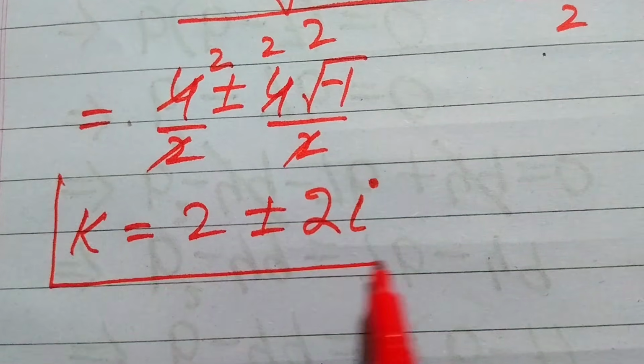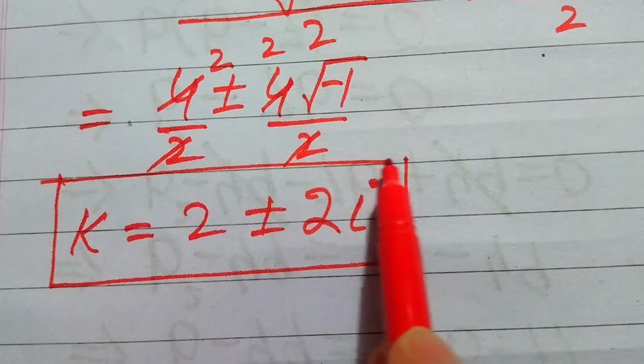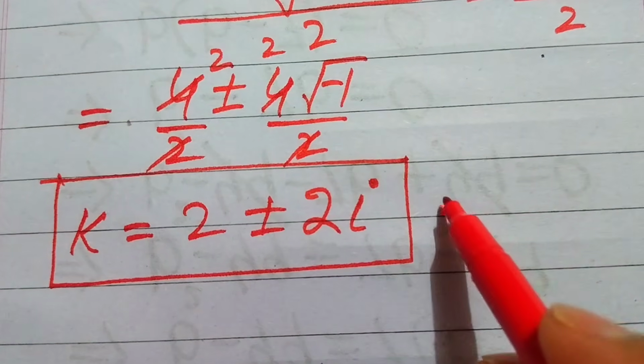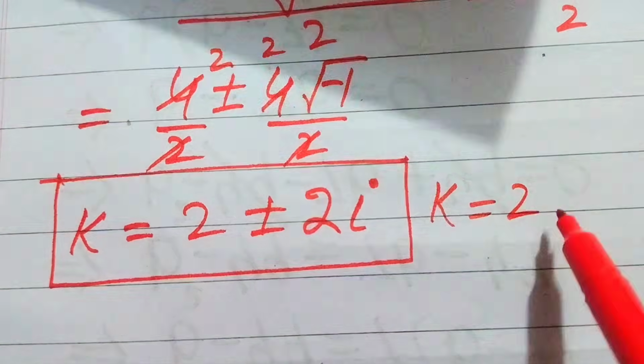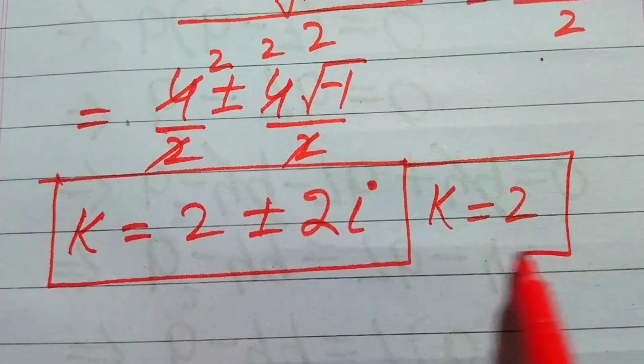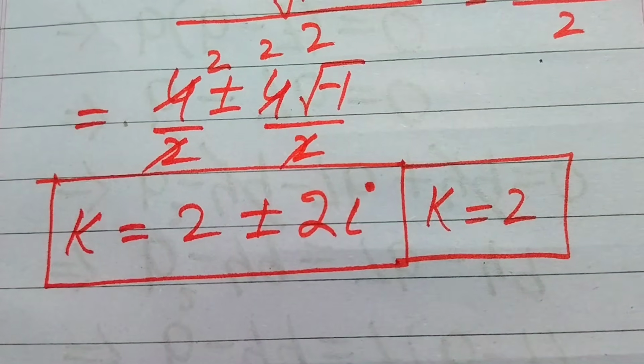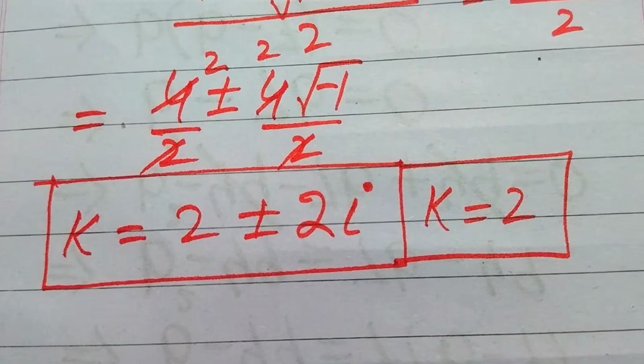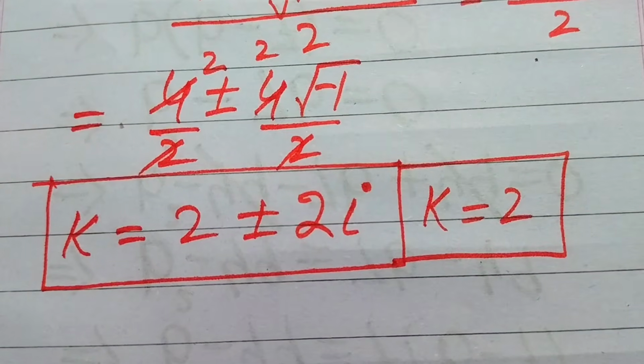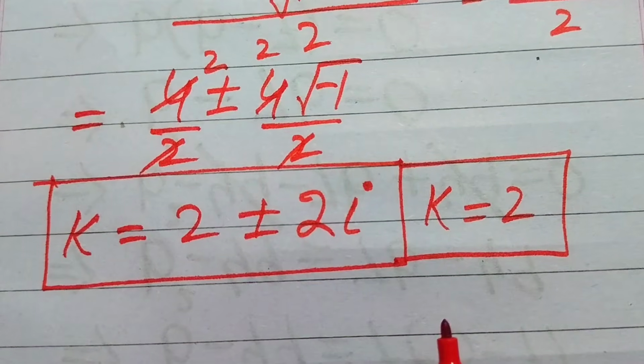So these are the other two complex roots of the given equation, and we have k equals 2 as the only real root of the given equation. So finally we get there are three roots, in which two roots are complex and one root is real.